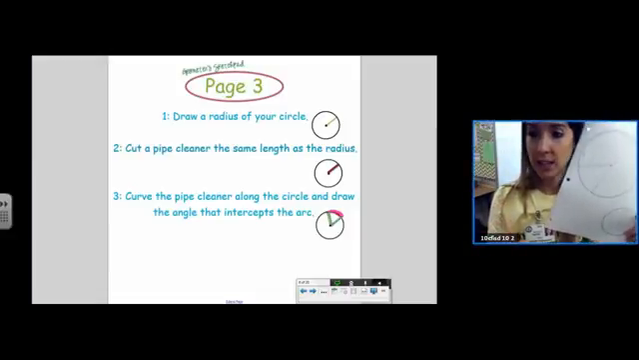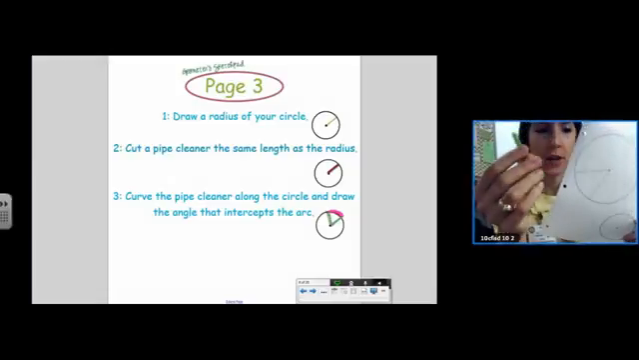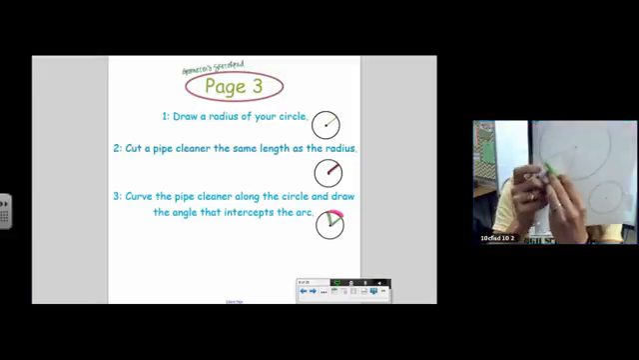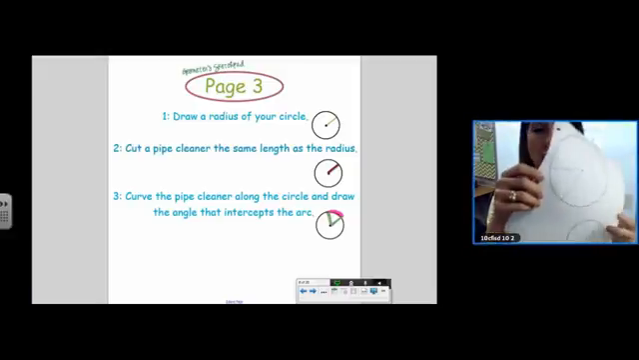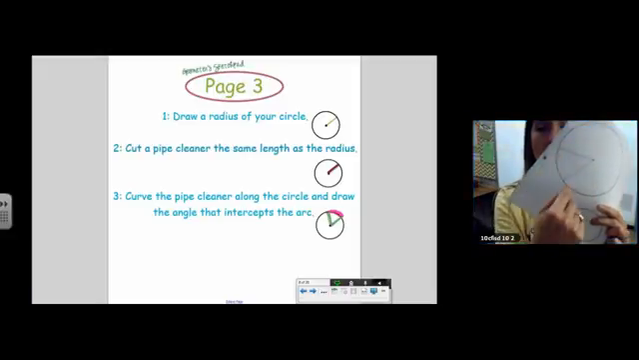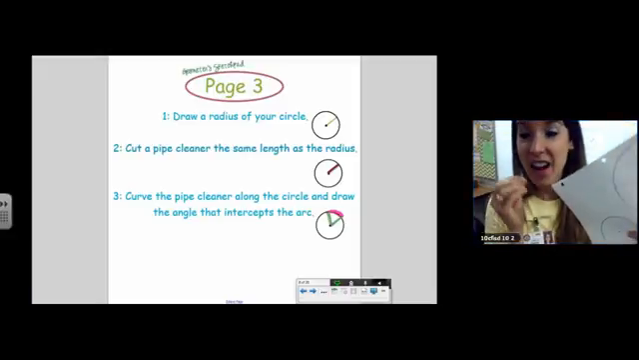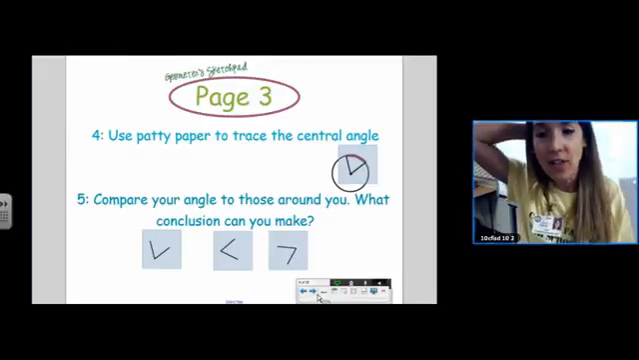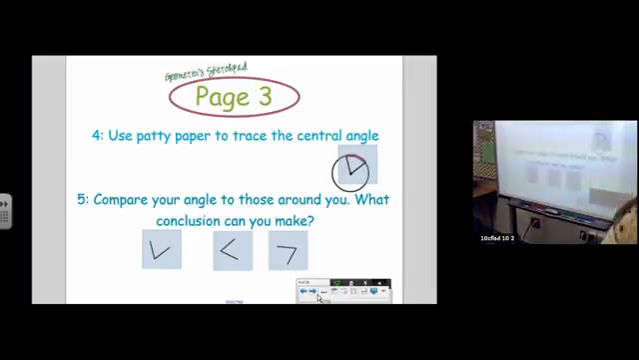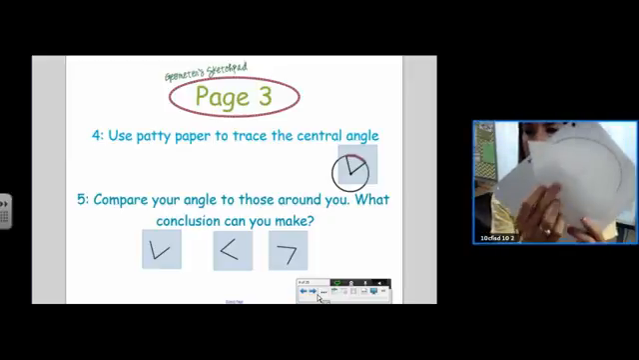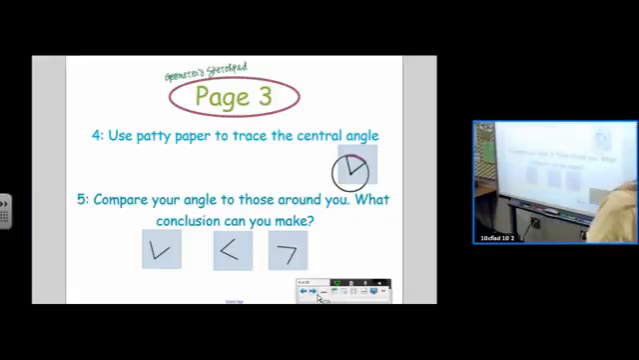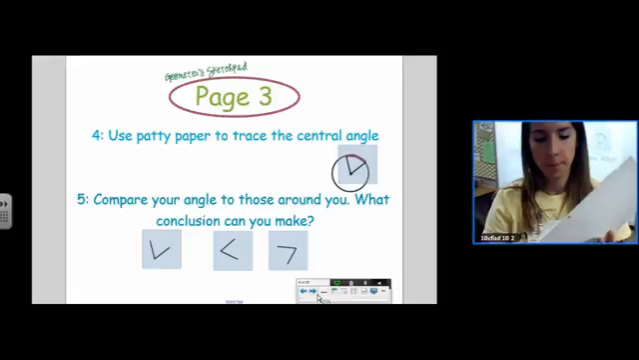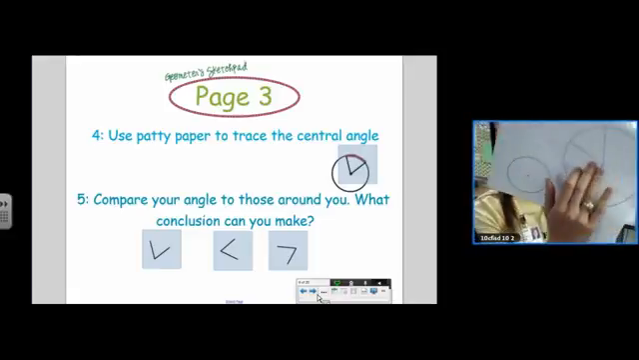So you drew the radius, you cut a manipulative the length of your radius, you curved that radius around your circle, and then you drew an angle, a central angle that opens up to an arc. And that arc is the length of your radius. Now, if you have patty paper, I want you to take your patty paper and I want you to trace the angle. If you do not have patty paper, you can try to trace it just using a normal sheet of paper, hold it up to the light and see what you can do. I want you to trace your angle with patty paper.